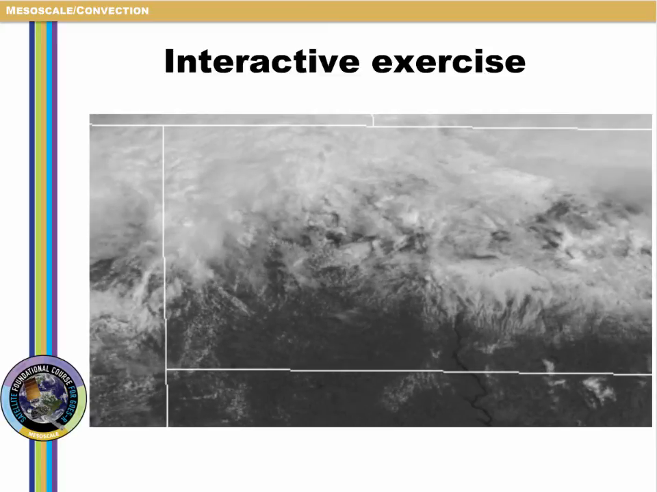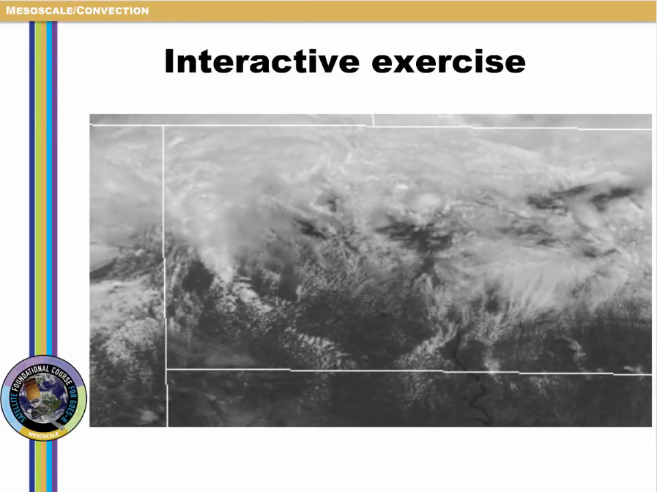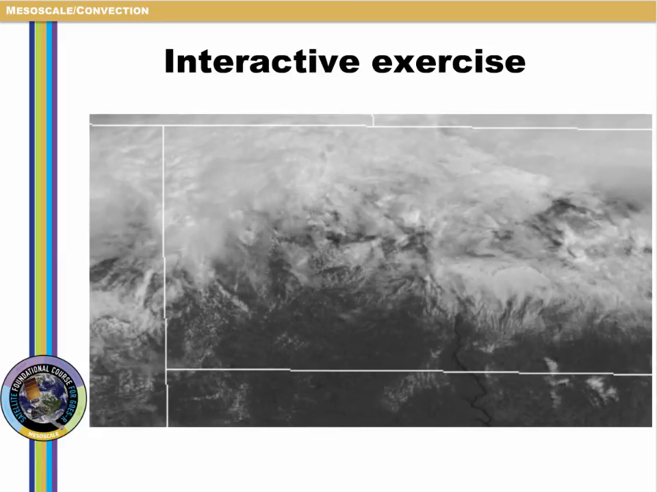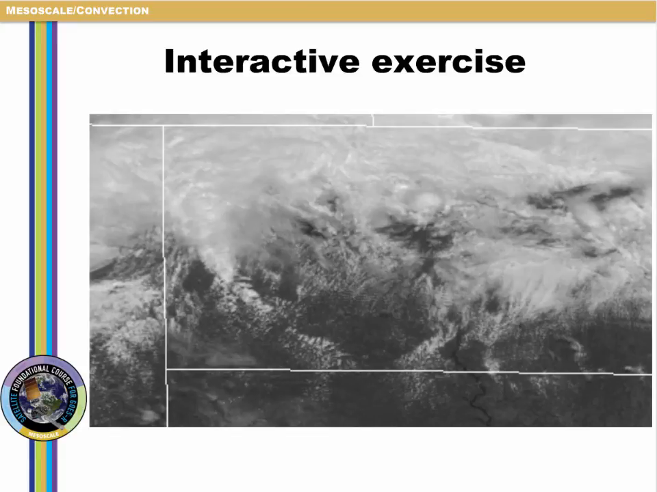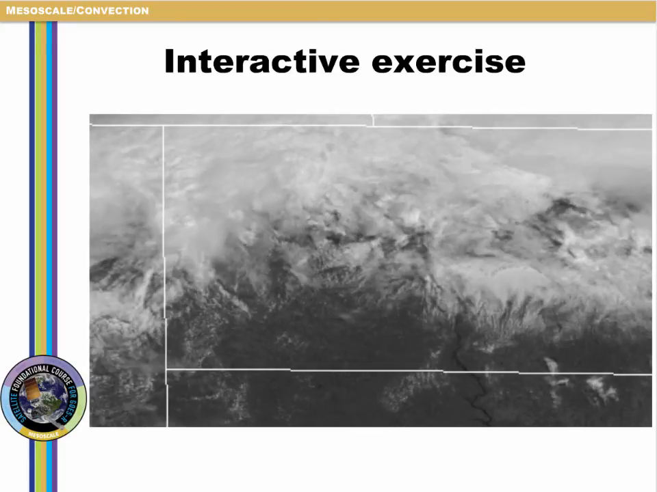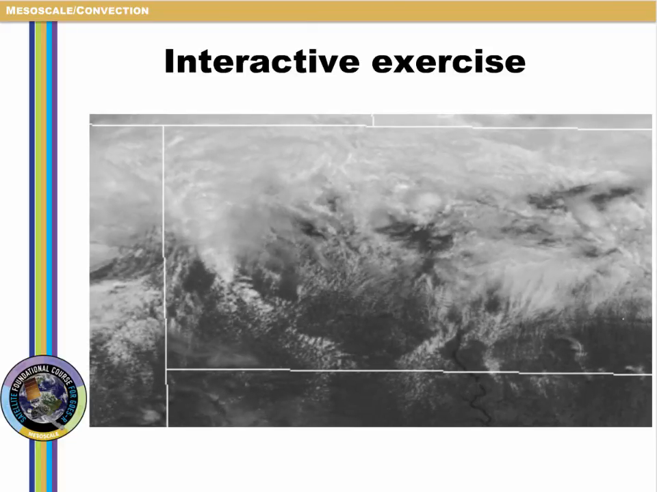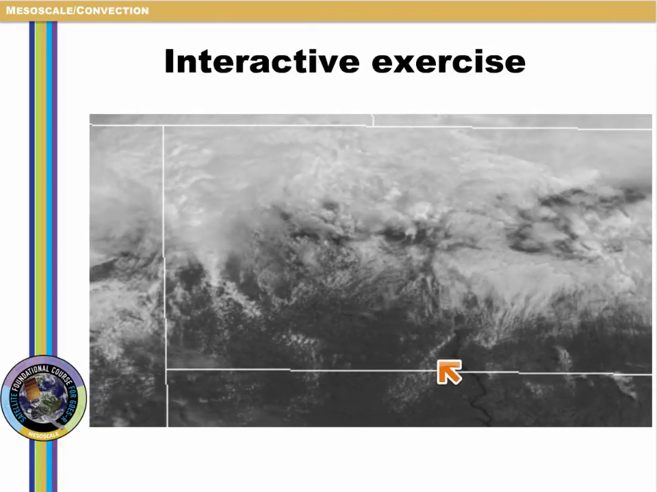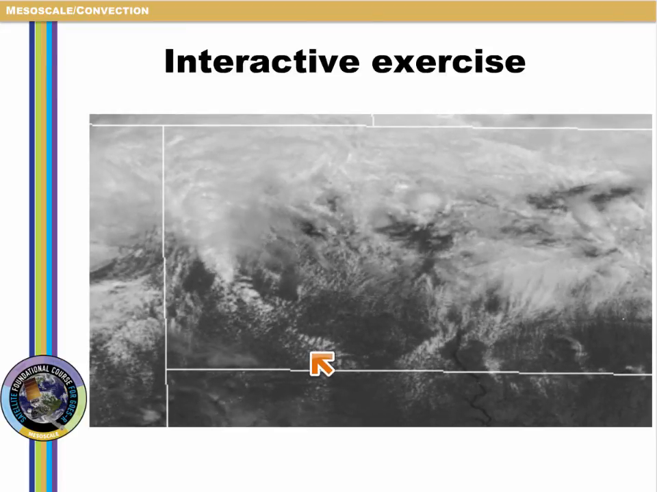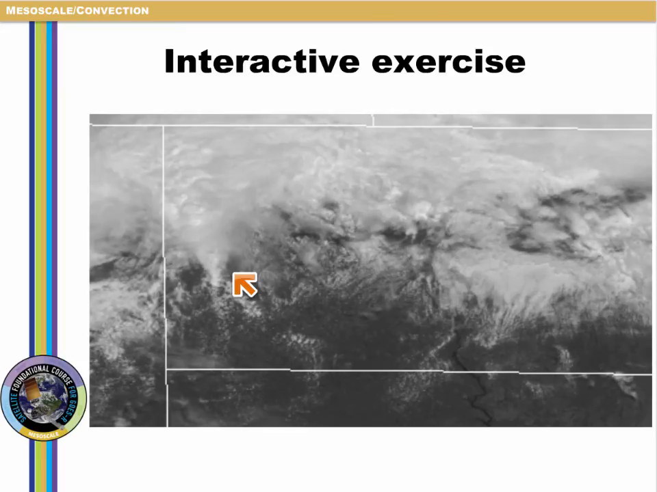Time for an interactive exercise. In this loop of 1-minute visible imagery over North Dakota, study the loop for a bit and think about where you would expect convective initiation within an hour after the end of this loop. Apply the principles we've been discussing. As a hint, I'll point out the convergence boundary of interest oriented like so across North Dakota. It extends back to the northwest in western North Dakota.